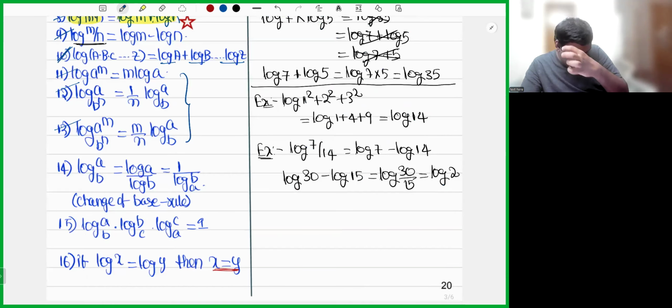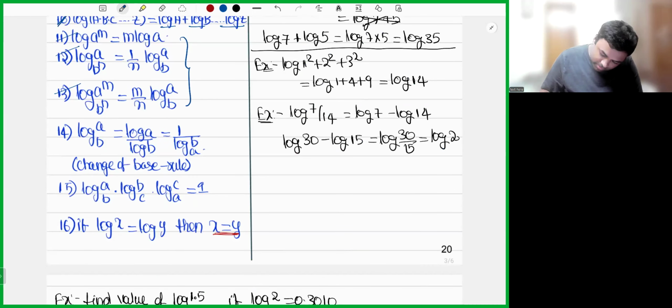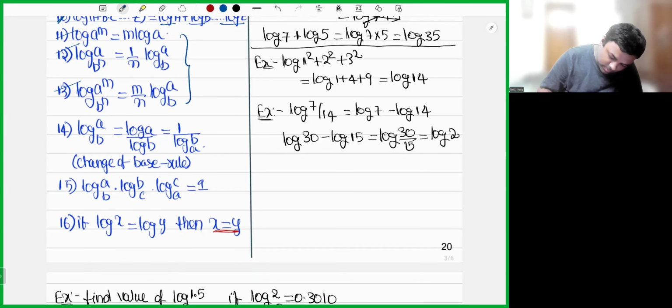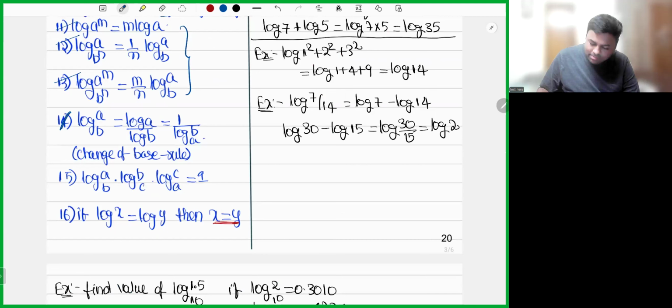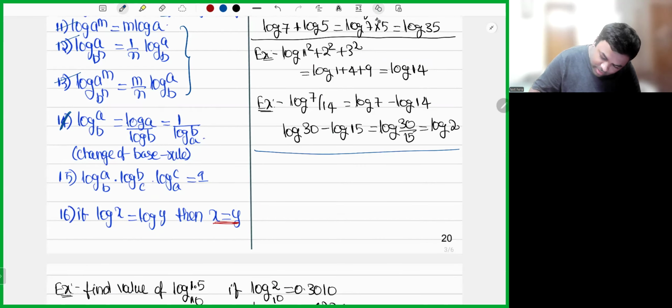Next. The 14th one is important, my dear friends. I am having log a base b. Log a base b can be written as 1 by log b base a, or it can be written as log a by log b. It is called the change of base rule. For example, I am having log 5 to the base 3. I can write it as log 5 divided by log 3.